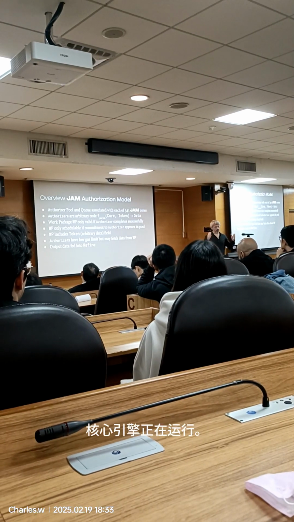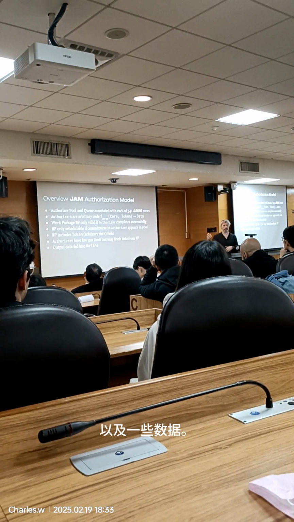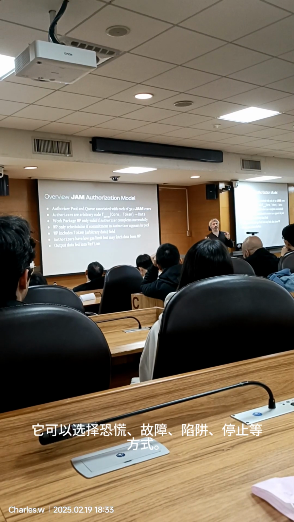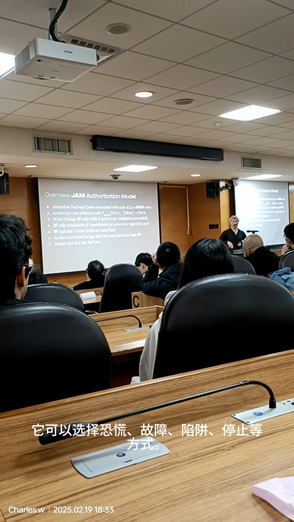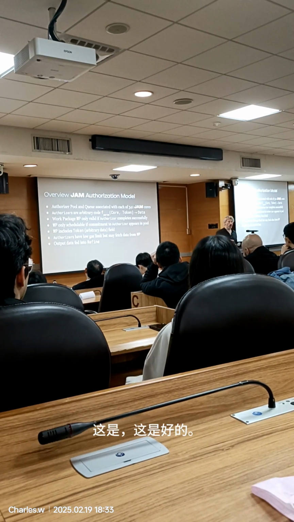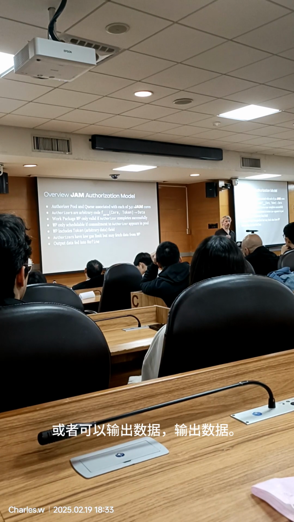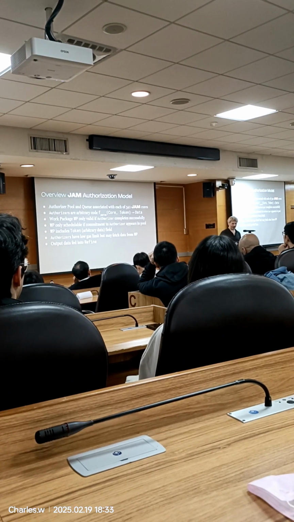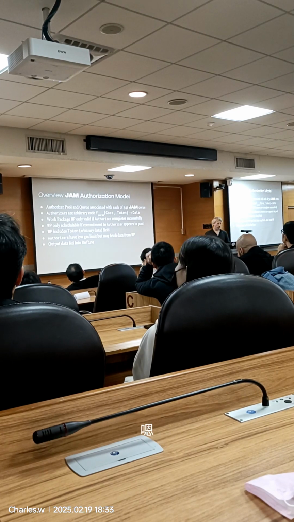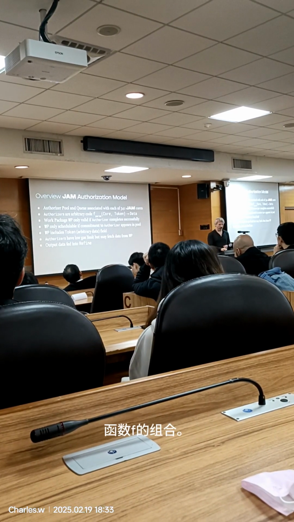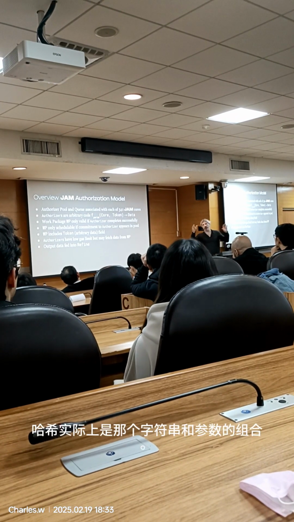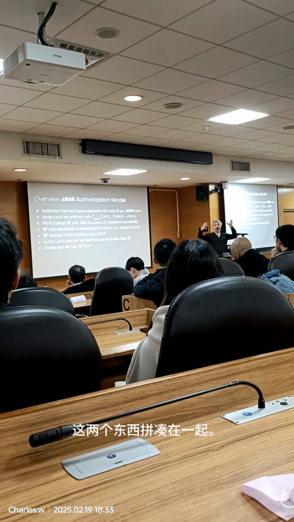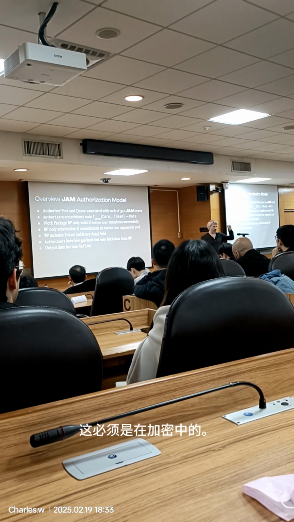Core index that's running it, for what it's worth, and some data token. And it can either panic, fault, track, stop, like, this isn't good, or it can output some data. If it outputs data, it means that the authorization is okay. It gets to choose what data it outputs. The combination of the function f, the hash actually of that and the param, those two things hashed together give you the commitment that has to be in the authorizable.